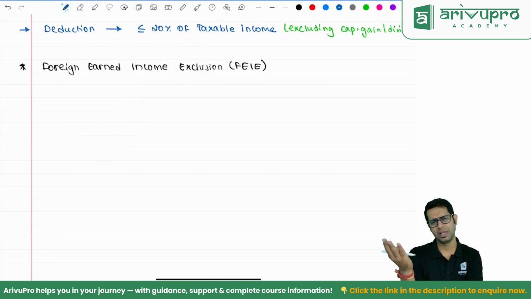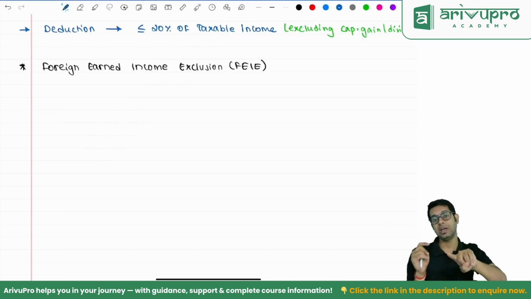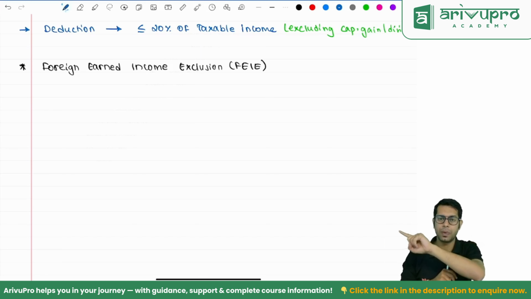Okay, please note, you will get confused. Right after this, we are going to discuss one more concept called foreign tax credit. We have one more tax benefit called foreign tax credit. If you have paid taxes in a foreign country, you can subtract that as a tax credit, meaning from whatever tax amount is there, you can subtract the taxes which you have paid in foreign countries.